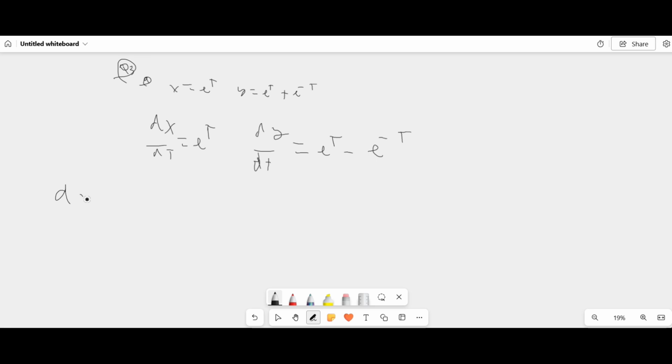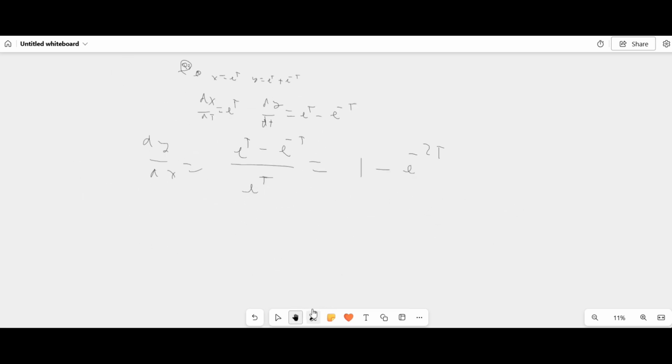So therefore, dy over dx here is going to be dy over that. So e^t minus e^(-t) over e^t. So obviously e^t cancels with e^t, we're going to get 1. And then negative e^(-t) cancels with e^t, minus 1, take away 1 is going to be negative 2, so e^(-2t). So minus t minus t is going to be negative 2t.